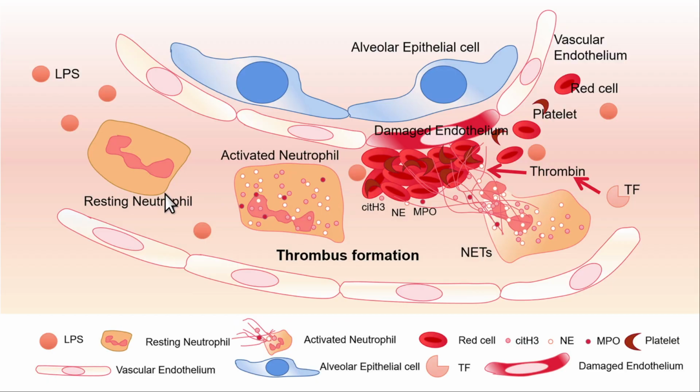Here's a normal neutrophil flowing down in a blood vessel. Here it is activating. It's going to start releasing its granules, including the MPO. That's going to damage the endothelium.